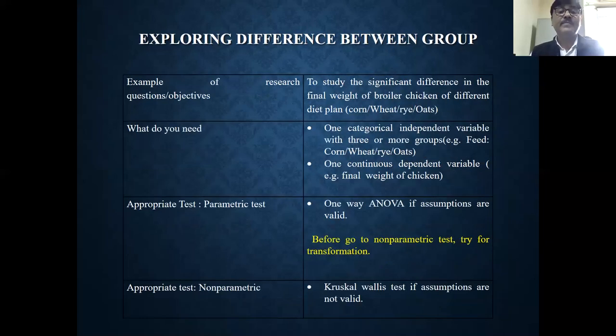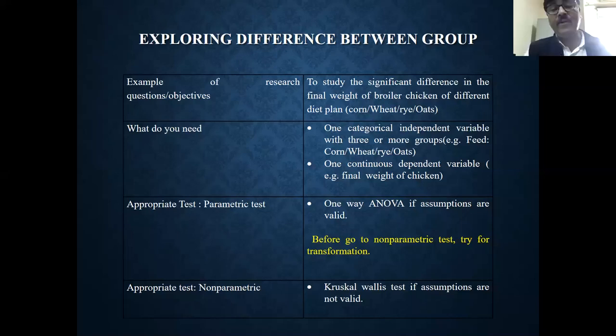Now, if your research question is, for example, broiler chickens on different diet plans: in the samples we took only two diets. Now here we have increased to corn, wheat, rye, and oats, so four diets. Now your level of measurement of diet plan has increased. In the independent sample t-test, we took only corn and wheat. Now with corn, wheat, and rye, one-way ANOVA is appropriate here.